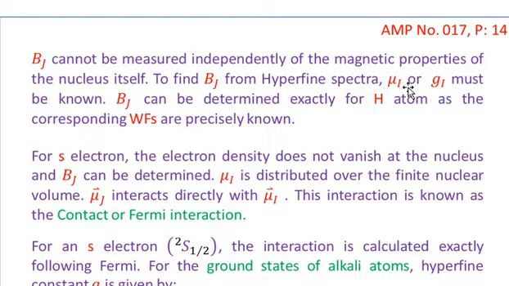You know that mu I is the spin magnetic moment of the nucleus. So from the nuclear physics side, we can know the value of mu I and of course the parameter GI, and then of course Bj can be determined exactly for such atoms. For example, in this case, I am mentioning the hydrogen atom because the wave functions are precisely known for the hydrogen atom. So Bj can be determined.